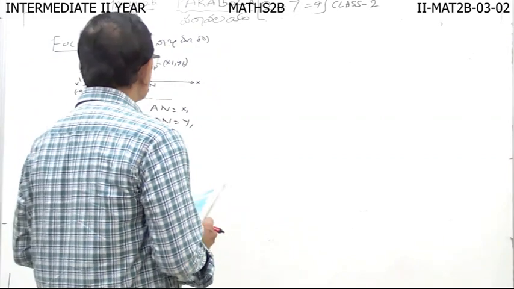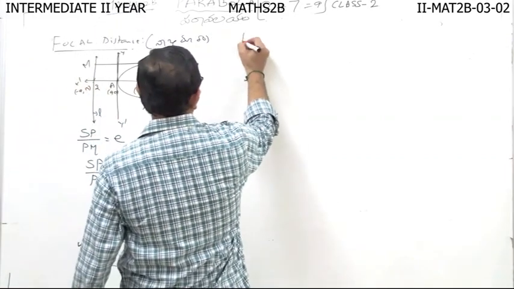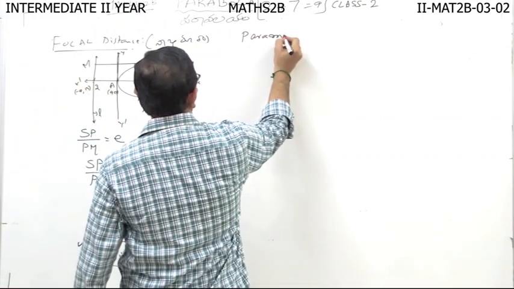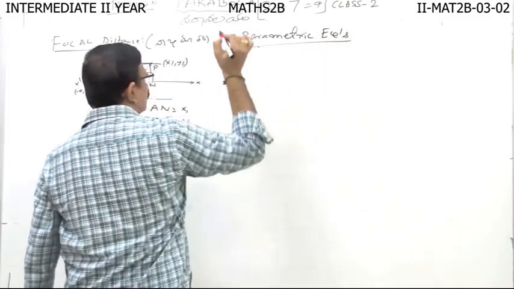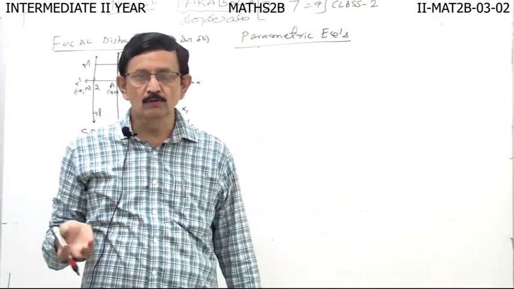Okay, right. Next one is parametric equations. What is this one? Parametric equations to the parabola y square is equal to 4ax.